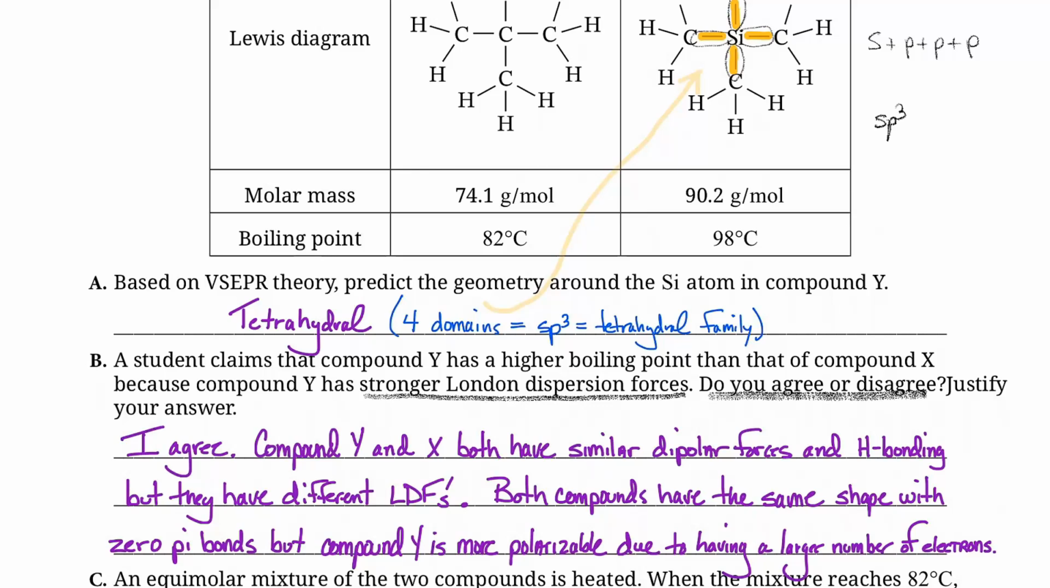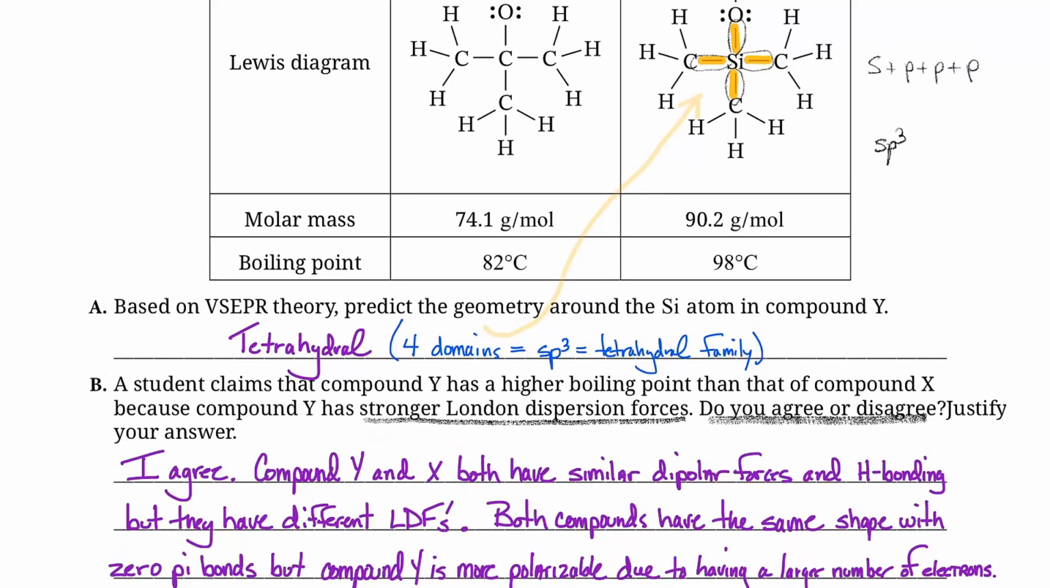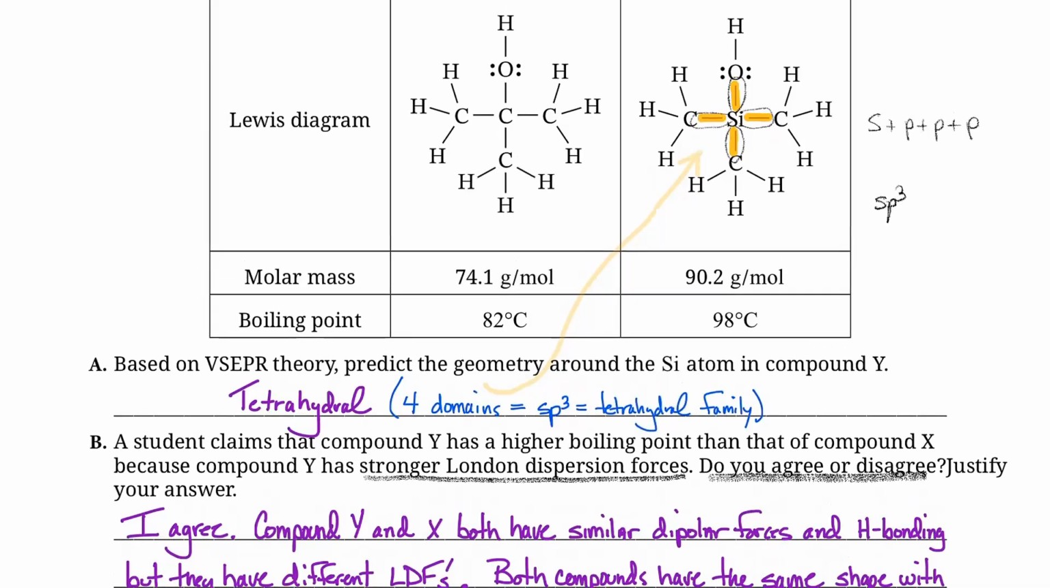So for the idea that compound X has weaker LDFs or Y has stronger, we have to look at a couple of things. Number one, we have to look at the shape. Shape affects how the cloud can distort, and they have the same shape. You should also be aware that pi bonding, that double bond, allows electrons to be delocalized, and can also create more electrons being able to move and distort. This doesn't have any double bonds.